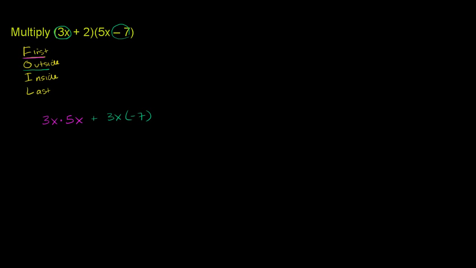The inside. Well, the inside terms here are 2 and 5x. So plus 2 times 5x. And then finally, you have the last terms. You have the 2 and the negative 7. So the last term is 2 times negative 7. So what you're essentially doing is just making sure that you're multiplying each term by every other term here. What we're essentially doing is using the distributive property twice.